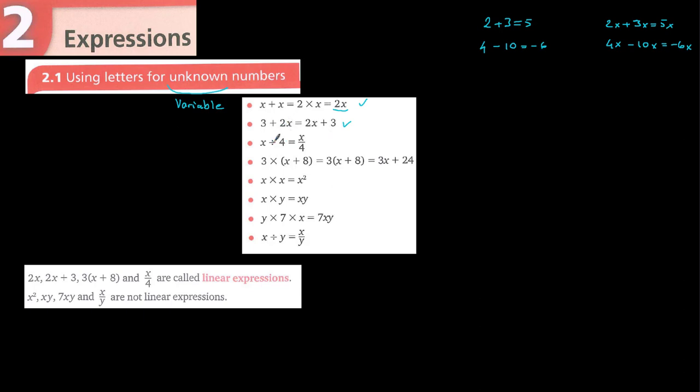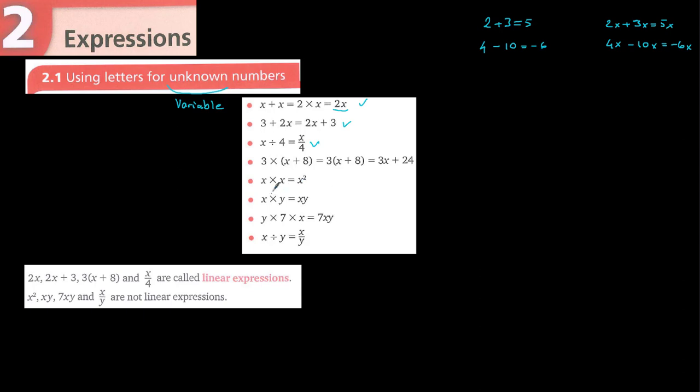Okay, instead of x over 4, we can write x divided by 4, that's also possible. Or in the fourth one, 3 times x plus 8 is written like in the first one, 3 times, but that times is invisible. And later in expansion we are going to learn that 3 times x is going to be 3x, 3 times 8 is going to be 24.